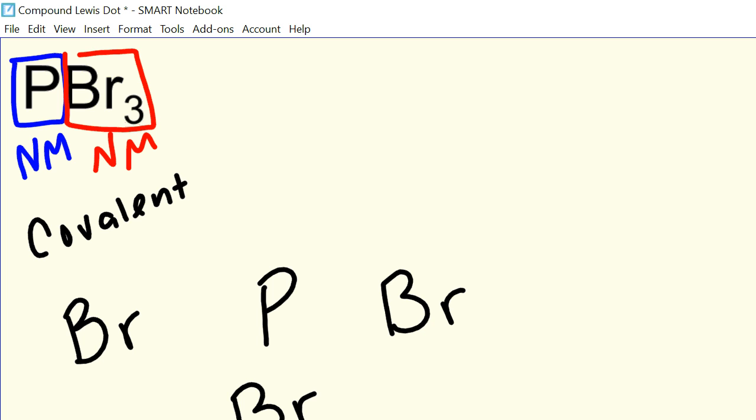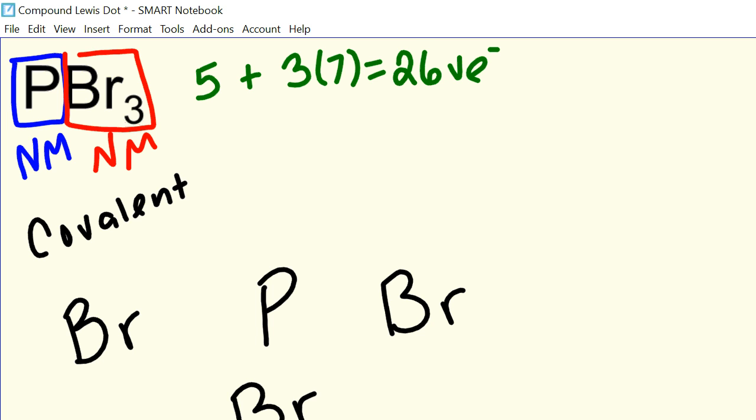My next step is determining how many total valence electrons I have in the entire compound. So phosphorus has 5 valence electrons, plus we have 3 bromines, and each bromine has 7 valence electrons. So 3 times 7 is 21, plus 5 is 26 valence electrons. So at the end, this compound should have 26 valence electrons.